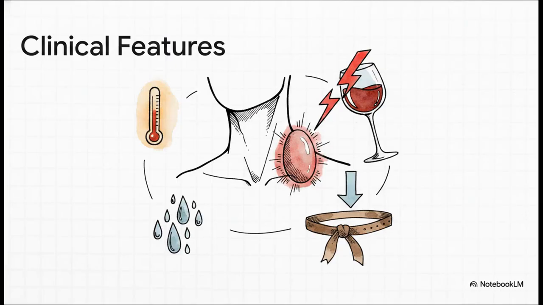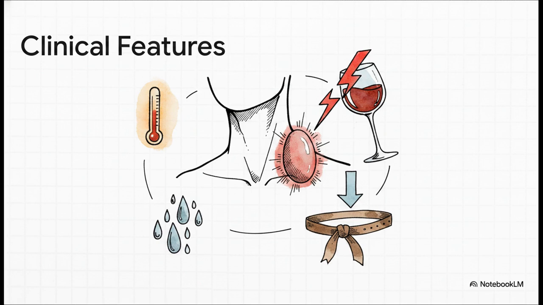Let's talk about what this actually looks like in a patient. The core clinical presentation usually starts with painless cervical lymphadenopathy, so a swollen, non-tender lymph node right in the neck. Then we look for the famous B symptoms. These are fever, drenching night sweats, and unintentional weight loss. Remember, these systemic symptoms are largely driven by that cytokine storm we talked about earlier.